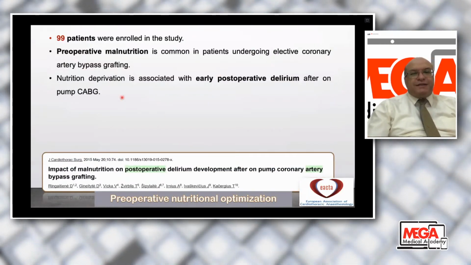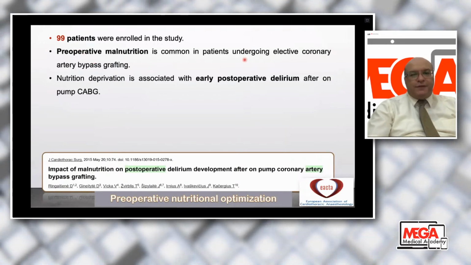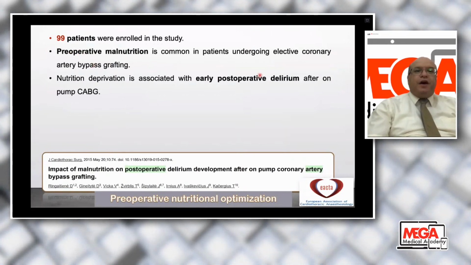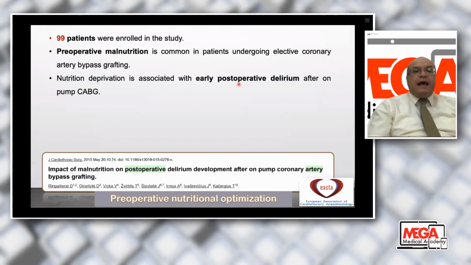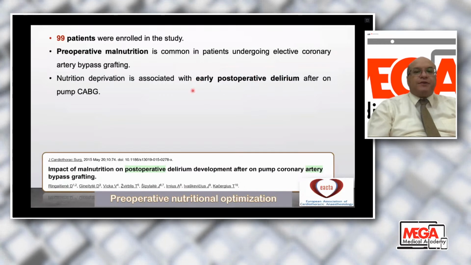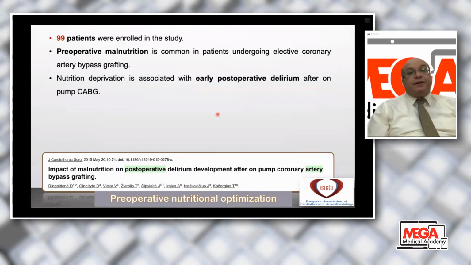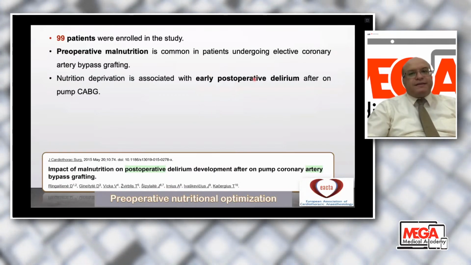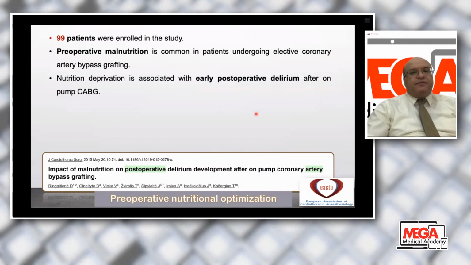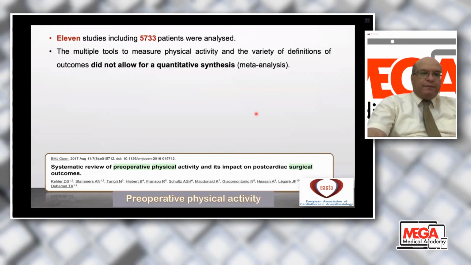This is a small study indeed, however, it is important. The primary outcomes included about 100 patients, and preoperative malnutrition was identified as a predictor for early post-operative delirium. So malnutrition doesn't translate only into a prolonged stay in ICU, but might also translate into more risk for post-operative delirium after on-pump coronary artery bypass graft.